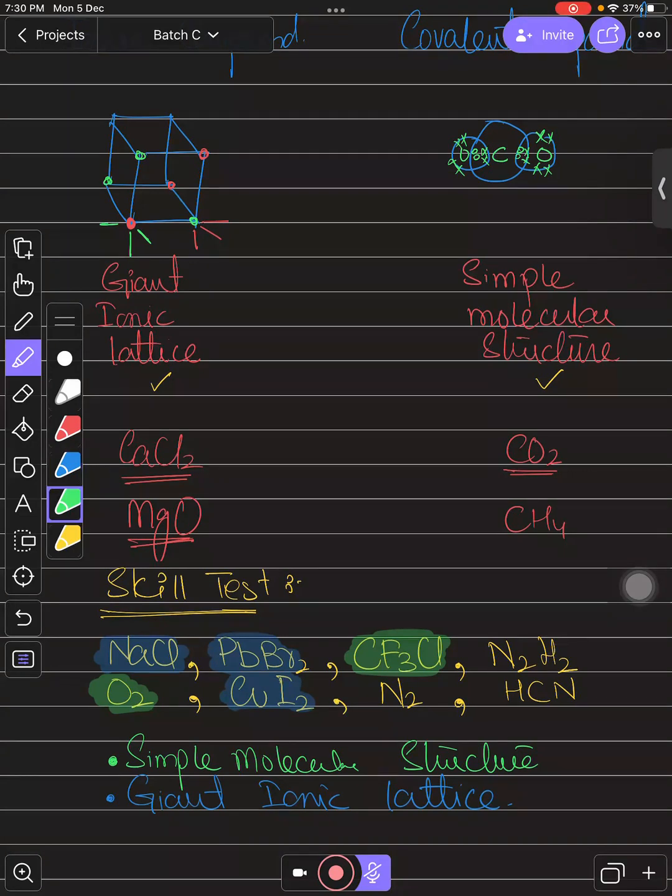Nitrogen is simple. Not only simple, you need to tell the complete name. A simple molecular structure. Yes. And the rest of two? HCN is also simple molecular structure. Okay. And the N2H2? Also simple molecular structure.